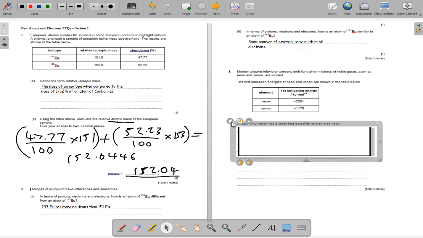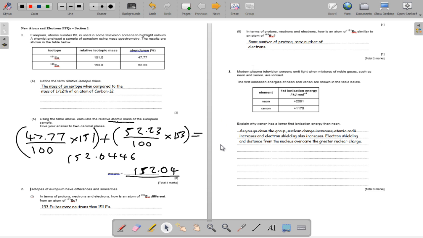Okay, delete the box again. As you go down the group, nuclear charge increases, atomic radii increases, and electron shielding also increases. Electron shielding and distance from the nucleus overcome the greater nuclear charge. So, if you look on the periodic table, neon and xenon are in the same group. So, if you say as you go down the group, you are instantly telling the examiner you are going downwards like this, all the way down to xenon, and you're talking about it down the group.